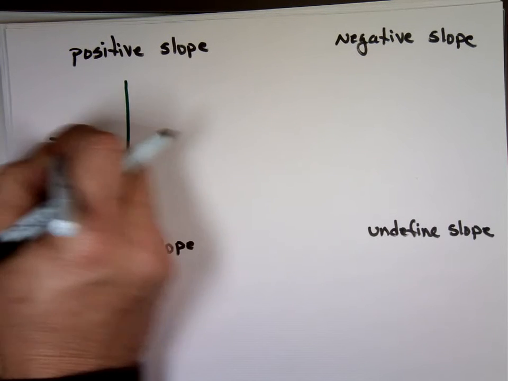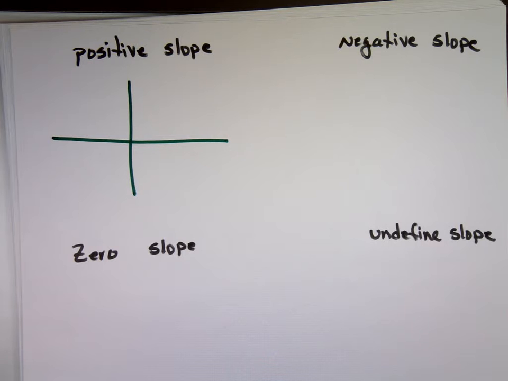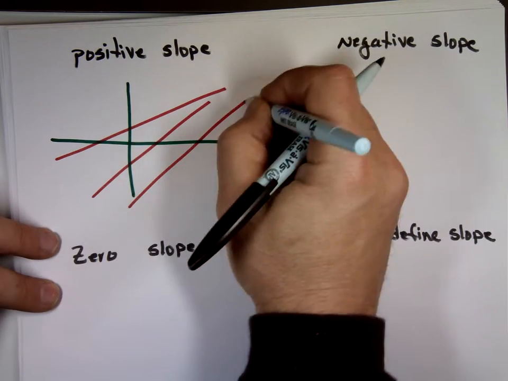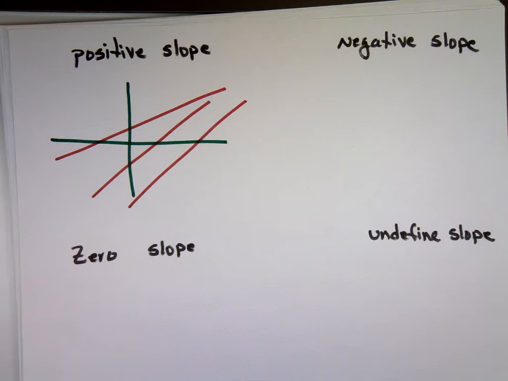So a positive slope, as you go from left to right, the function is rising, like a plane taking off. The height is increasing. All these are positive slope. Notice as you go from left to right, what is happening to the y value? It's getting bigger and bigger and bigger.